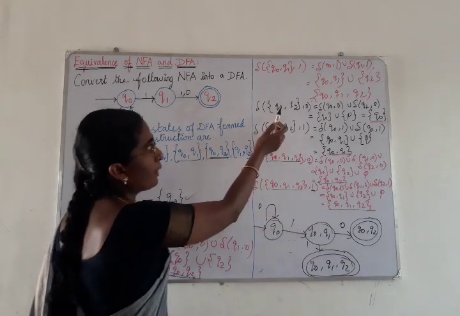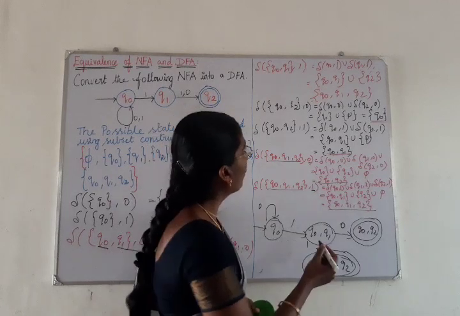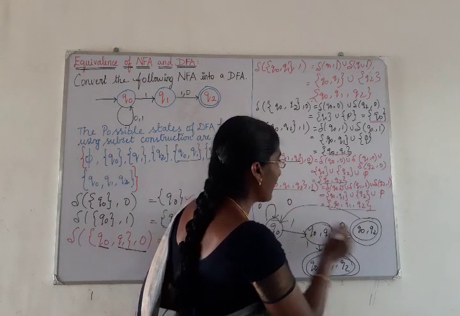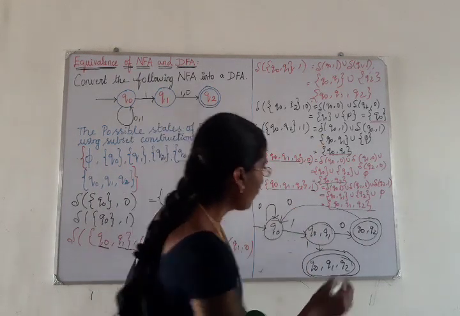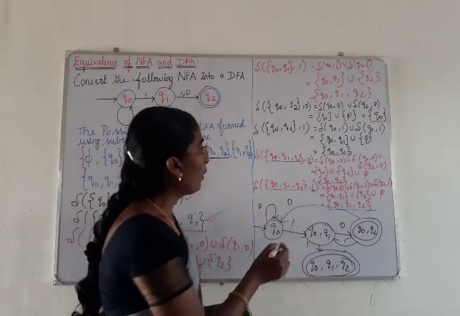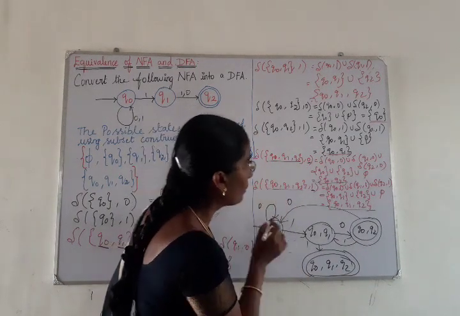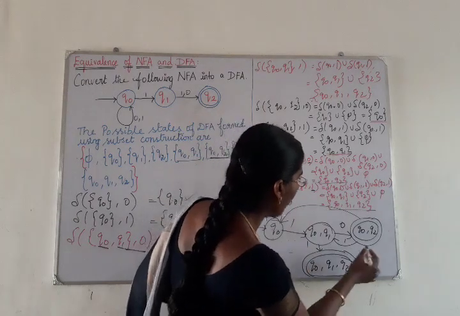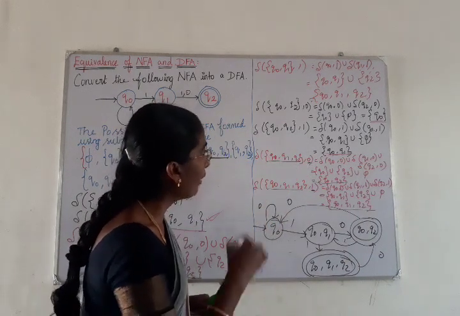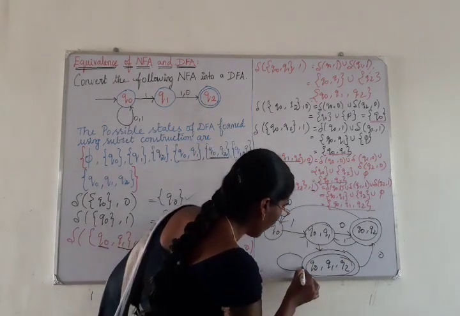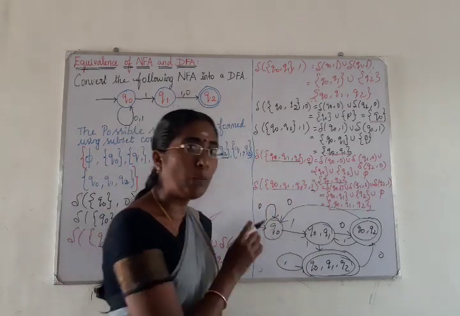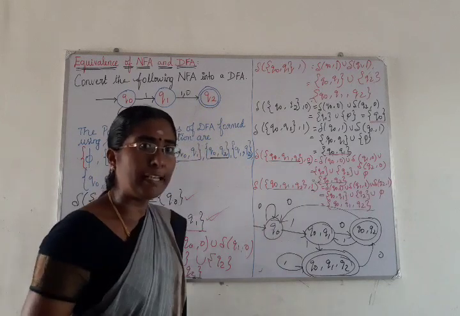What are the transitions for q0 comma q2? q0 comma q2 for 0 is to the start state q0. For 1, that is to the state q0 comma q1. And what are the transitions for q0, q1, q2? For 0 it is to the state q0 comma q2, and for 1 it is having a self transition. Right? This is the equivalent DFA for this particular NFA.